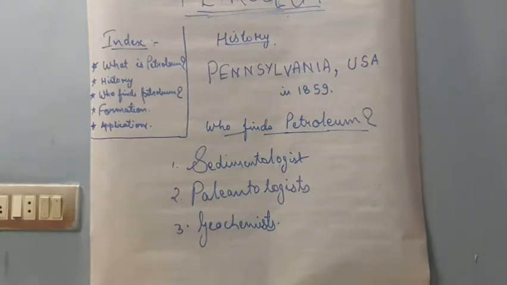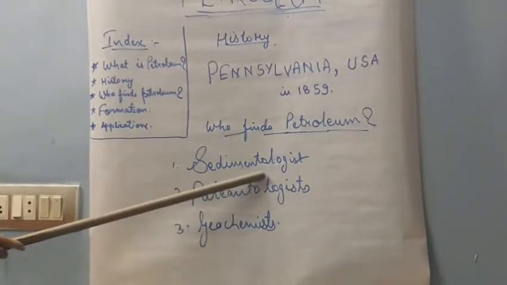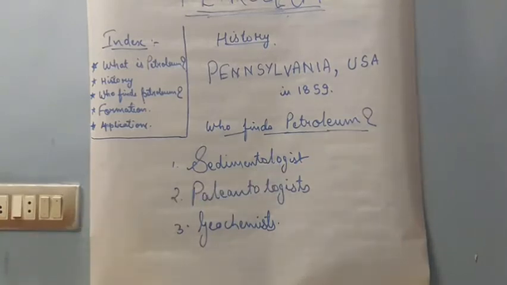They need to use some kind of machines, and many long processes are there. With that they find that this particular place contains petroleum, and then the machine is again used to drill it out. So there are three main personalities needed to find petroleum. The first one you can see written over here, sedimentologist. The name itself tells the person who studies sediments.